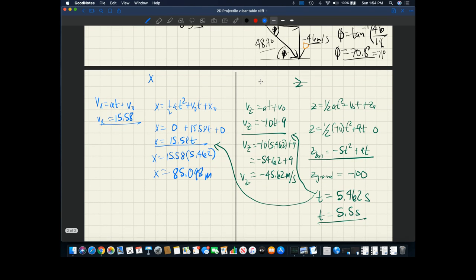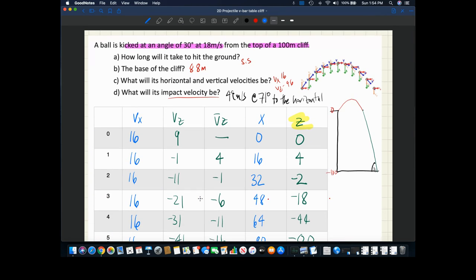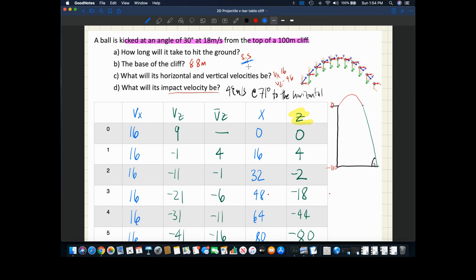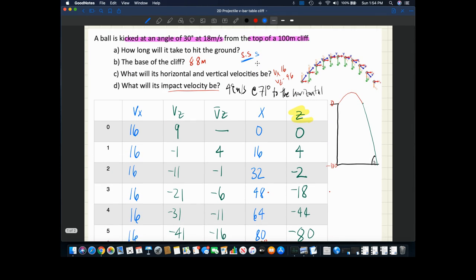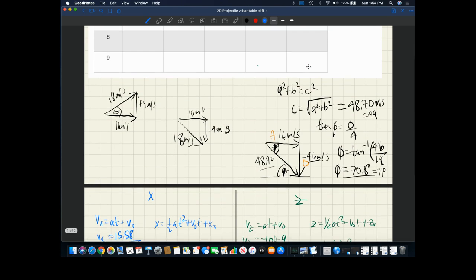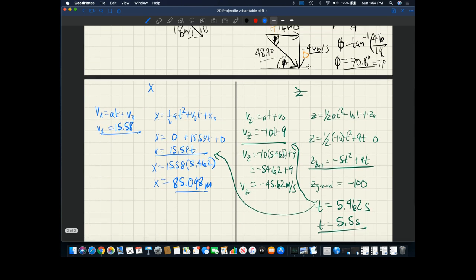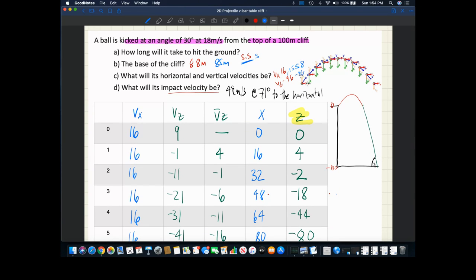And so we now have all of these facts that we're looking for. All right, so how long will it take to hit the ground? Exactly 5.5 seconds. We were spot on. The base of the cliff, well, not 88, but 85 meters. Horizontal and vertical velocities, well, 15.58, we were good. And with minus 46, we said it was going to be minus 46. We were spot on. And what will the impact velocity be?